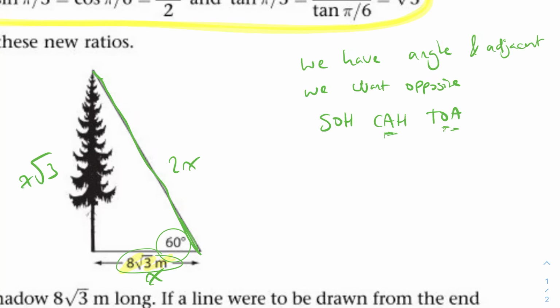So what do we write? We write tan 60, which is equal to the opposite over the adjacent. Okay, so we say tan 60. What's the opposite in this situation? It's the height. Height divided by, what's the adjacent? 8 times the square root of 3. Okay, so here's pretty much where the magic happens now.